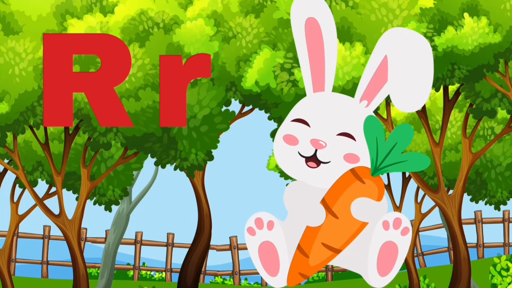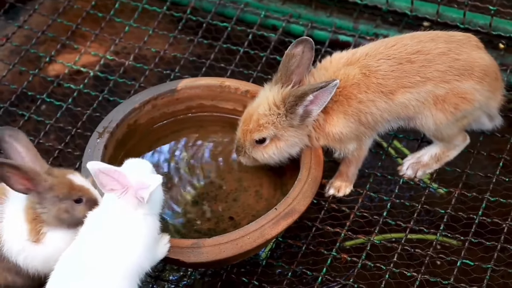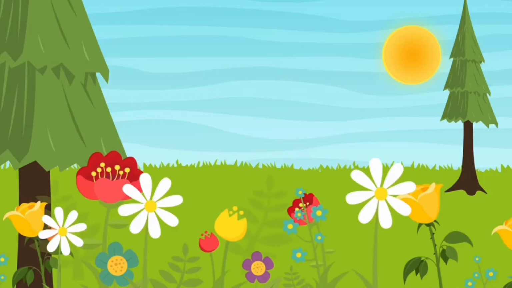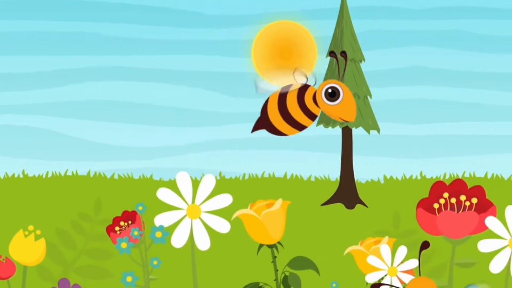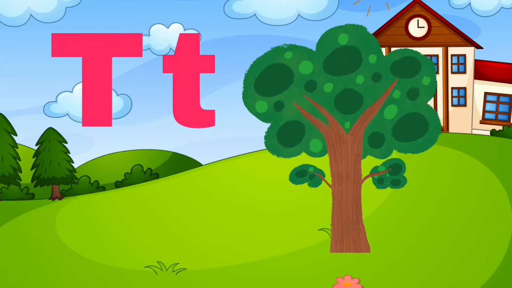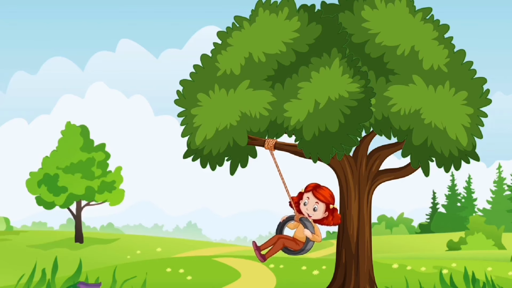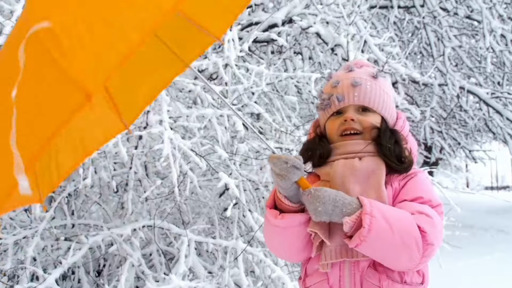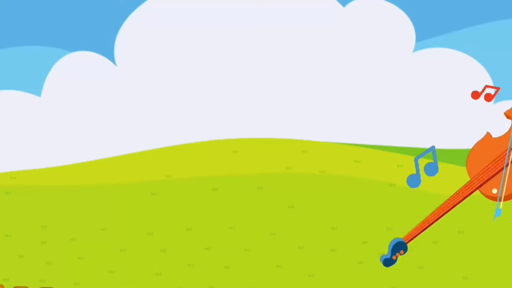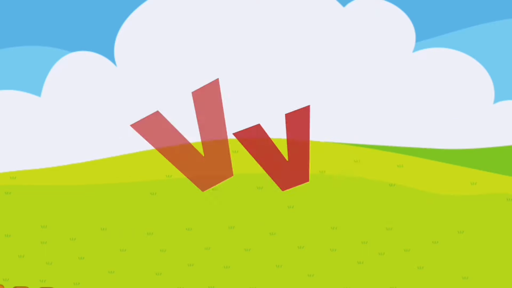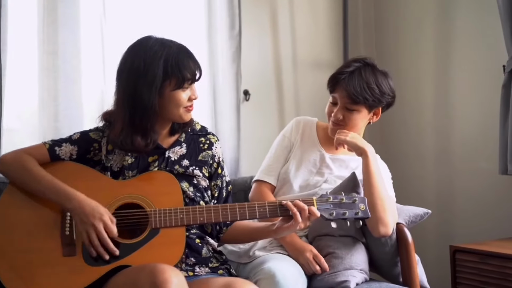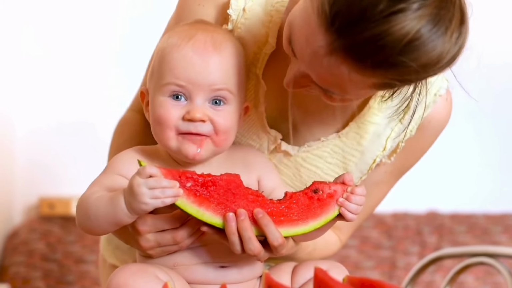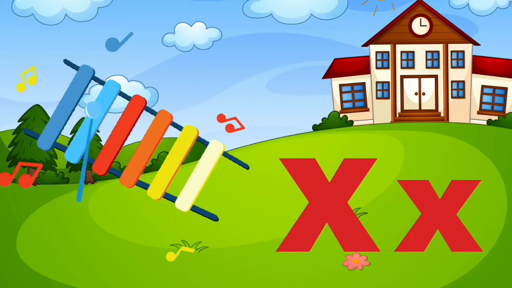R is for rabbit. S is for sun. T is for tree. U is for umbrella. V is for violin. W is for watermelon. X is for xylophone.